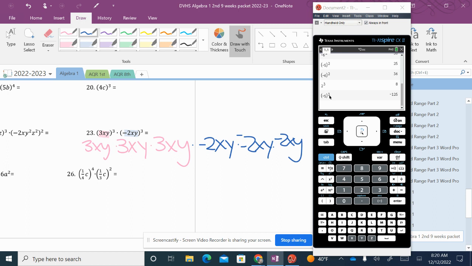So then I'm going to go ahead and multiply the numbers. 3 times 3 times 3 times negative 2 times negative 2 times negative 2. That gives me negative 216. So we multiply all the numbers. Negative 216. And then x times x times x times x times x times x. That is a total of x to the 6th power. And then last is the y's. We have 1, 2, 3, 4, 5, 6. So we're multiplying 6 y's, so that's y to the 6.